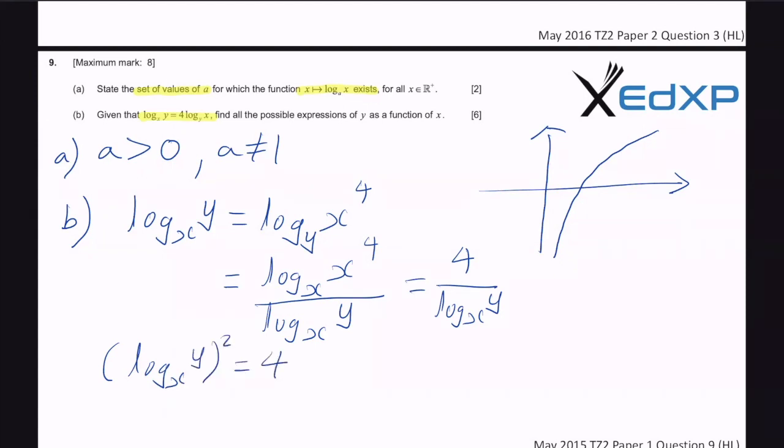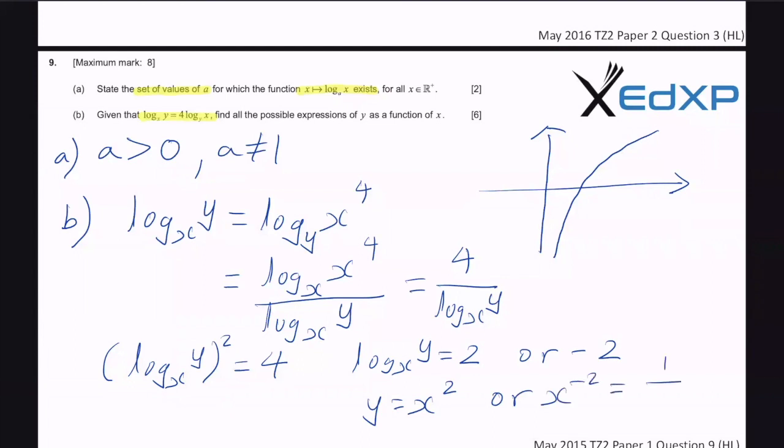Okay, this is quite interesting, which means that there are two possible solutions: either log_x y is equal to 2 or minus 2. And since they want it expressed as y as a function of x, y must be equal to x squared or x to the minus 2, which is 1 over x squared.